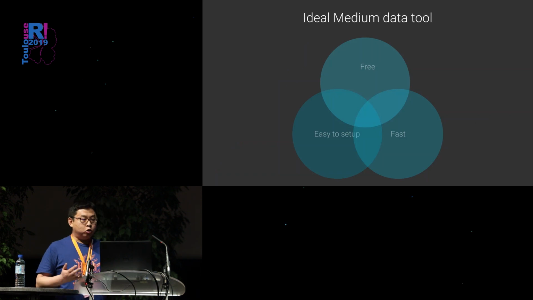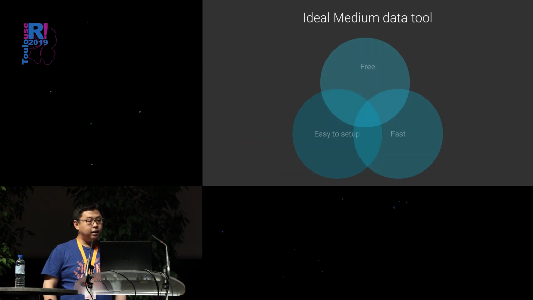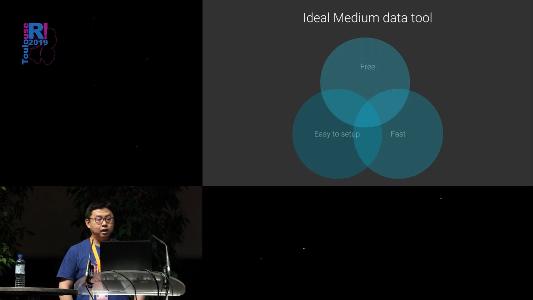I think of the ideal medium data tool as having these three properties. It's got to be free. It cannot be like a SaaS. It's got to be easy to set up and fast. And I would say that Spark is actually not that easy to set up. And even if you did set it up, it's sometimes very hard to tune for good performance.